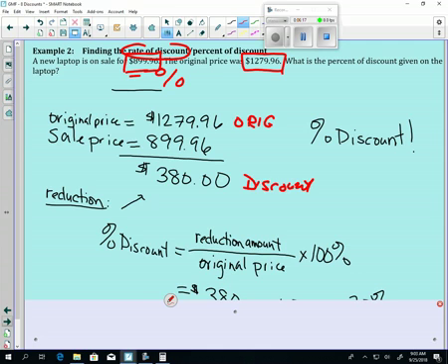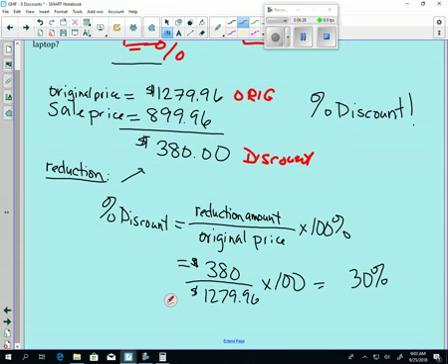So the reduction amount is 380. The original amount was 1279. Divide that. In order to get a percent, you have to multiply by 100. Your calculator will tell you that you had a discount of 30%. The sale price was 30%. Always over the original price, okay?